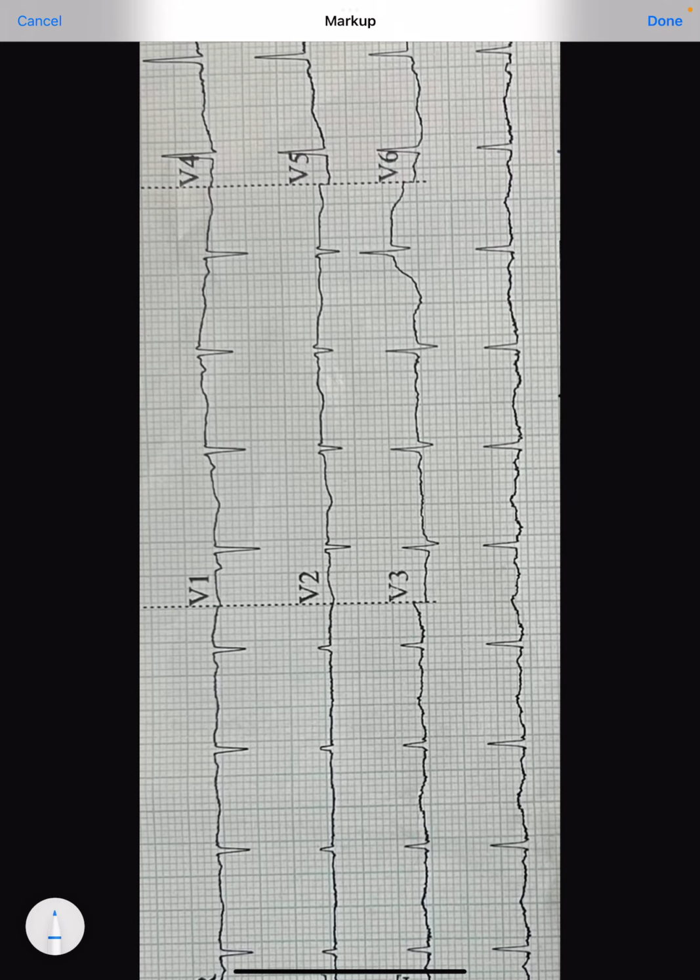And as hypokalemia becomes severe, there will be more potassium loss. There will be T wave inversion. So you can see here that there is inversion of this T wave. There is inversion of the T wave. Here the T wave is not at all there. Here there is slight T wave inversion.